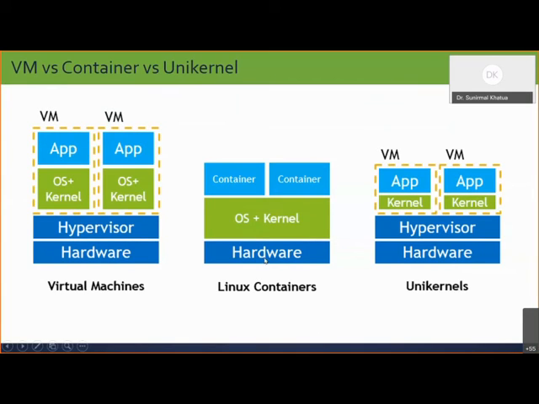In the case of containers, the OS and kernel are there on top of the hardware as a container platform. But within the container, they don't have the OS or the kernel part. Only the libraries and applications are within the container. Compared to that, in unikernels, only the minimal kernel that is needed is put along with the application, and that can be run inside a VM, as a kernel file.